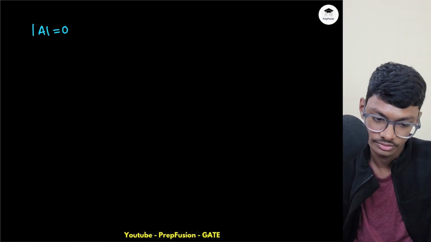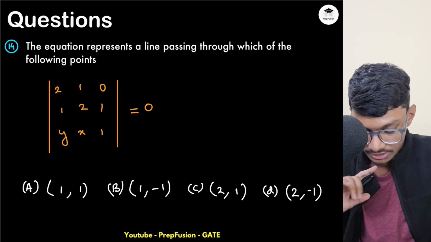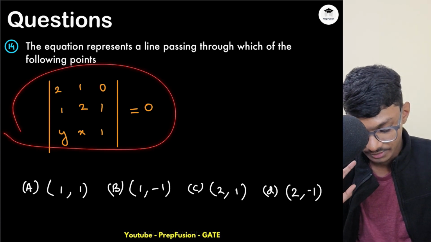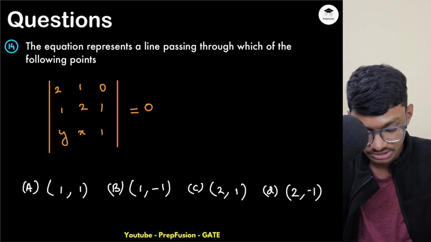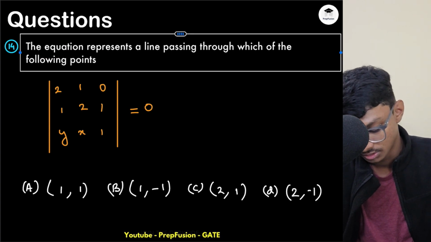Okay, with method 2 also you can say. So yeah, this was the answer for this question. Let's go to the next question. In the next question, a determinant is given and the equation represents a line passing through which of the following points.